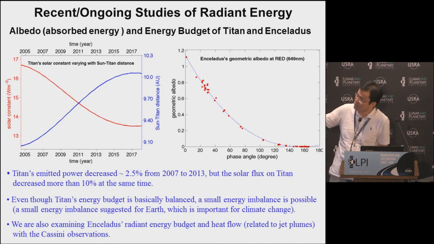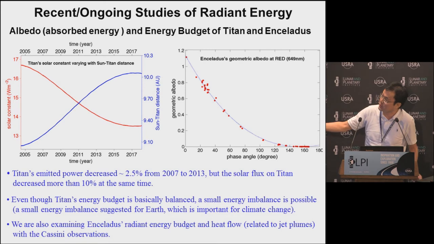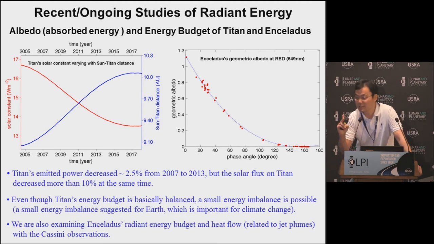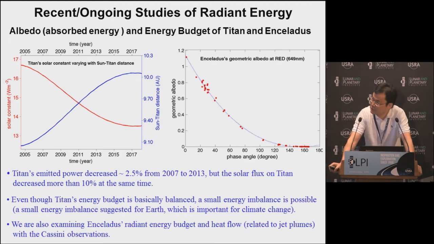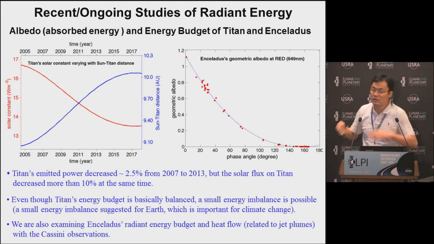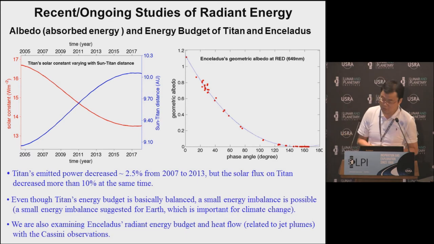So your face angle goes this way, that's the geometry, albedo. So we basically finished it. Okay, 2 minutes, right? Okay, we basically finished the calculation of immediate power for Enceladus. We are still working on the outgoing energy, then you can finish the whole story.